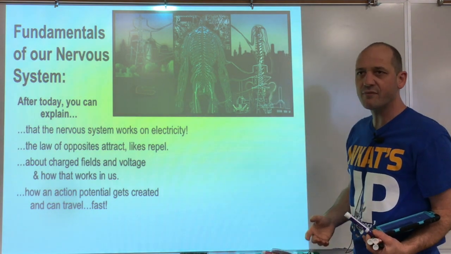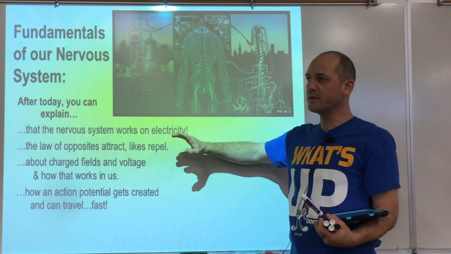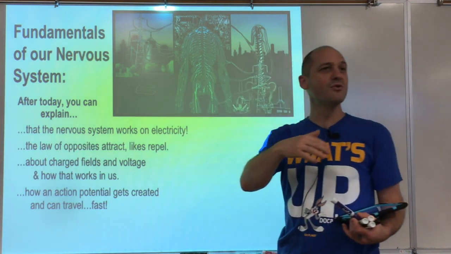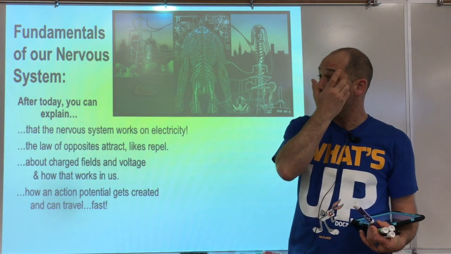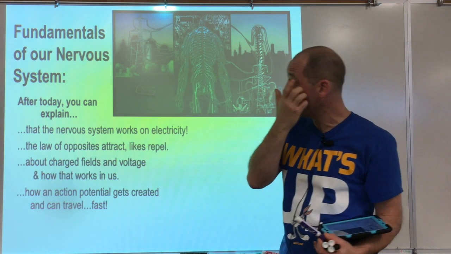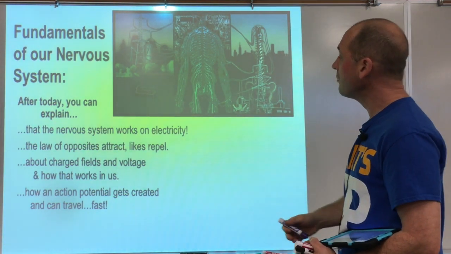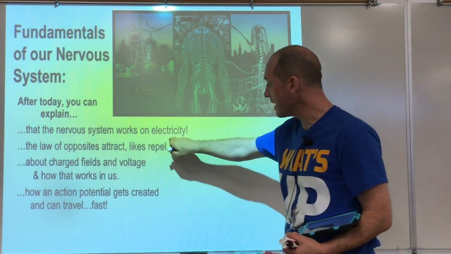And then we're going to have a second part where we look at the microanatomy. It's like, how does a neuron look? And then we'll finish that up. And then on Wednesday we look at the big stuff. We'll start with that. So the nervous system works on electricity.